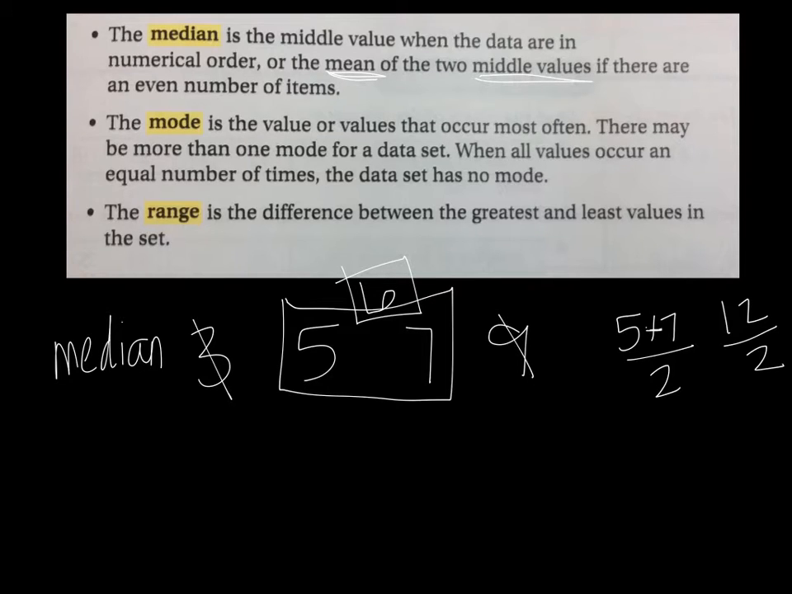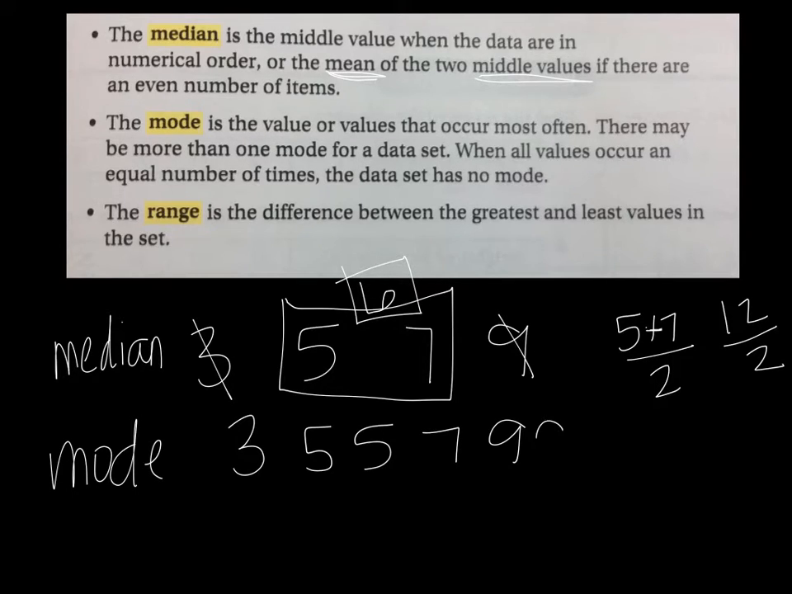And then the mode is the value or values, there could be more than one mode, that occur most often. There may be more than one mode for a data set. When all values occur an equal number of times, the data set has no mode. So let's say we had a data set of 3, 5, 5, 7, 9, 9, 12.